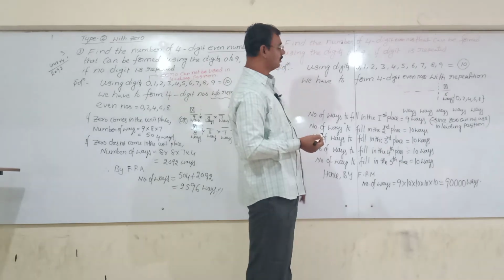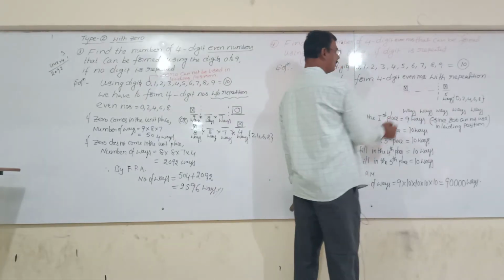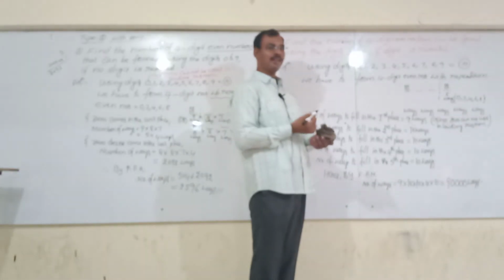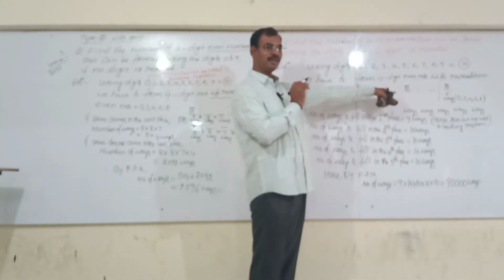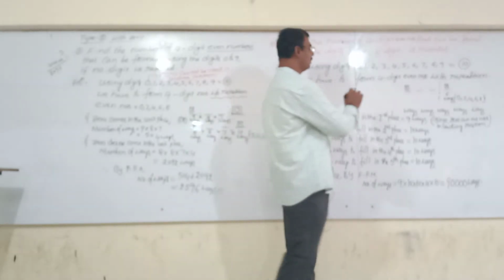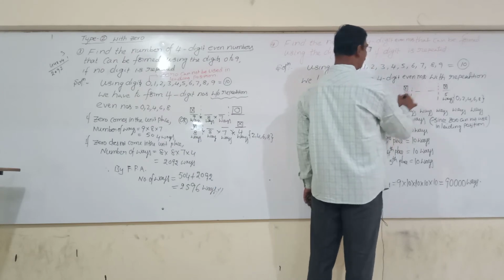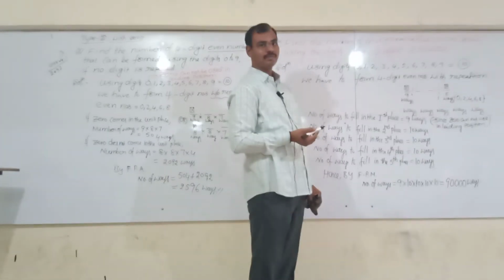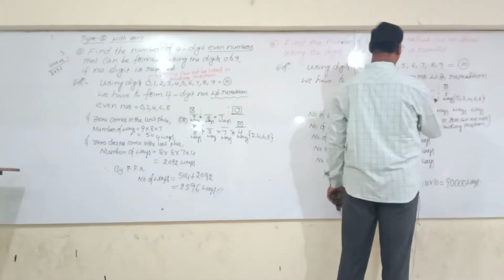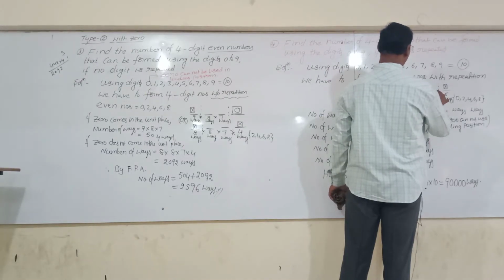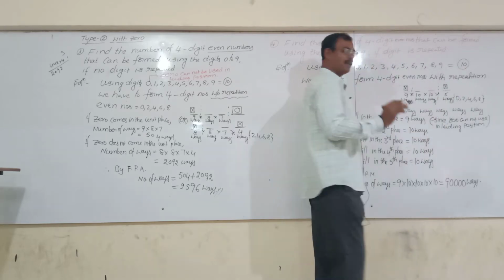Now we come to the leading position. How many ways can I fill this position? Reusing the numbers, I have 10 digits in total. But 0 cannot be used in the leading position because it is not a 4-digit number. So we can fill it in 9 ways. For the remaining 2 places, reuse the same numbers, so this can be filled in 10 ways and this also in 10 ways. So 9 into 10 into 10 into 5. This is the final answer.